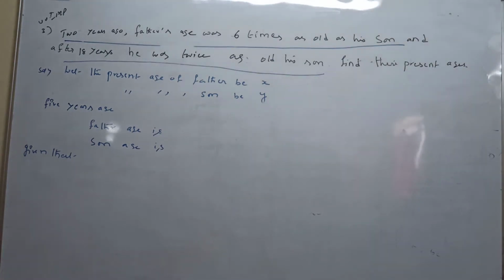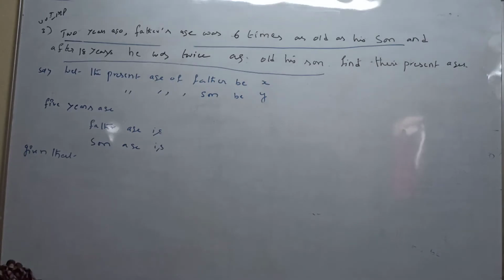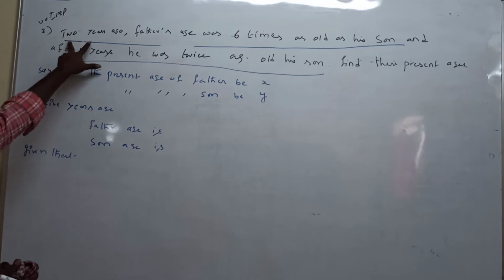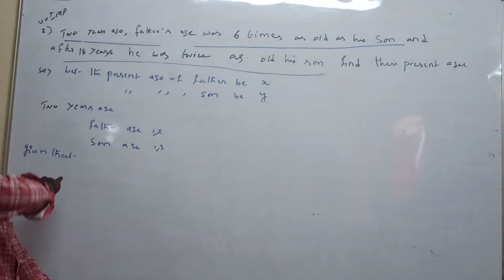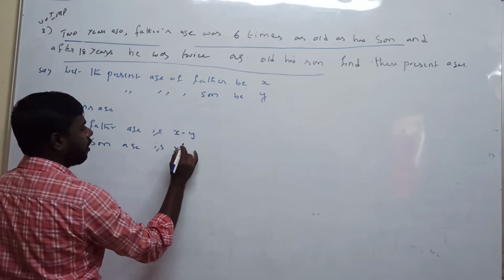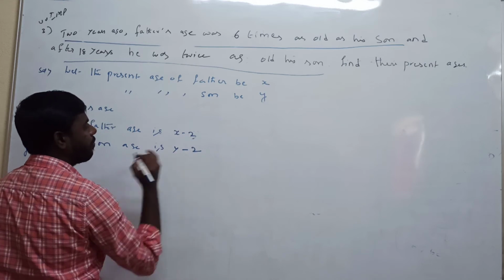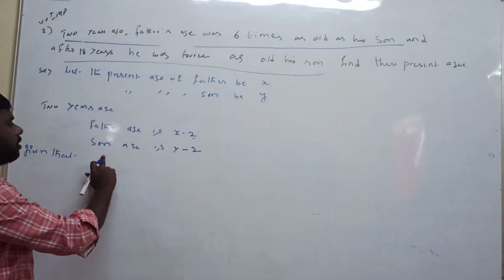Here also they did not give the present age of the father or the present age of the son. We have to calculate them. That's why we are assuming the present age of the father be x and the present age of the son be y. Two years ago, present age of the father is x, so two years ago the father's age is x minus 2, and the son's age is y minus 2.